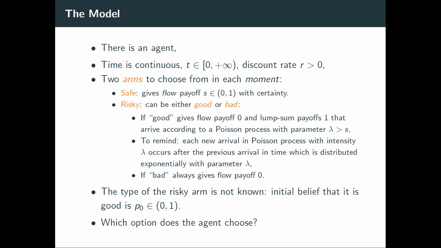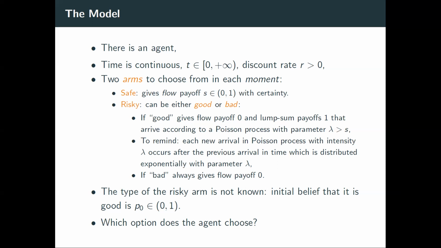So we have two options here in each moment in time. They are again called safe and risky. The safe arm is the following: in each moment in time, it gives you a payoff of S, and it's a flow payoff. So if you have some time horizon, let us say of length equal to 1, no matter what unit you use, like 1 second, then your payoff will be exactly S multiplied by the length of the period. Then you have a risky arm, and this risky arm can be of two types: it can be good and bad.